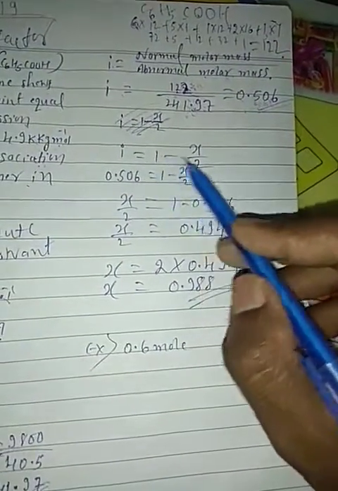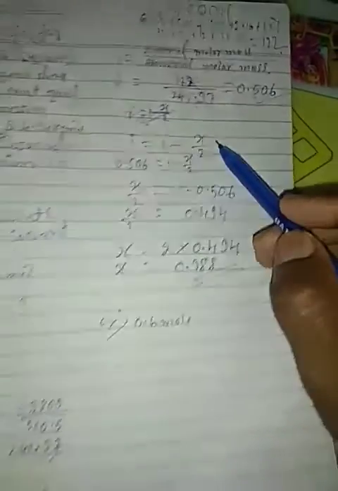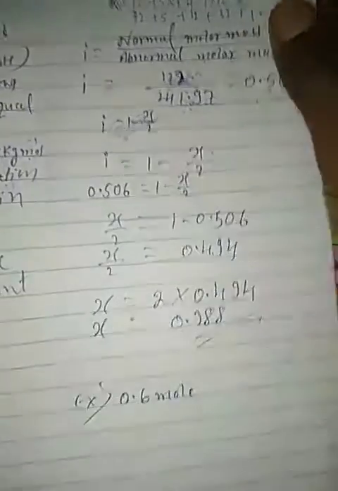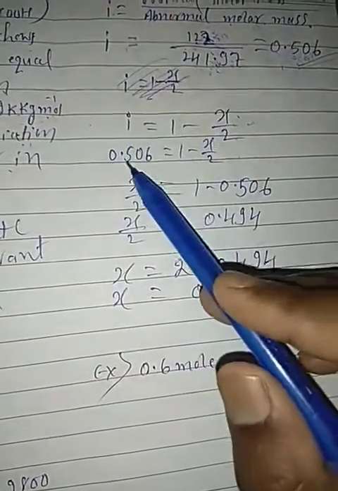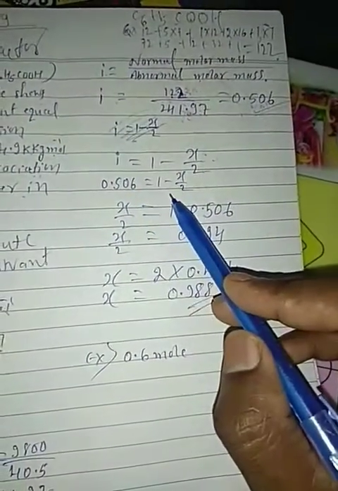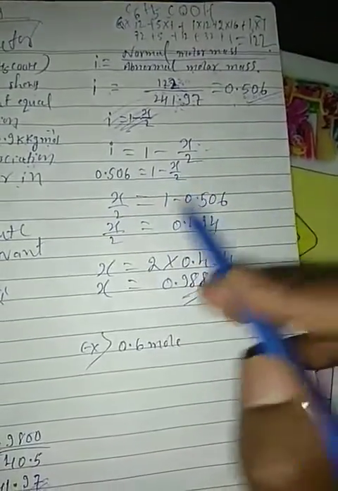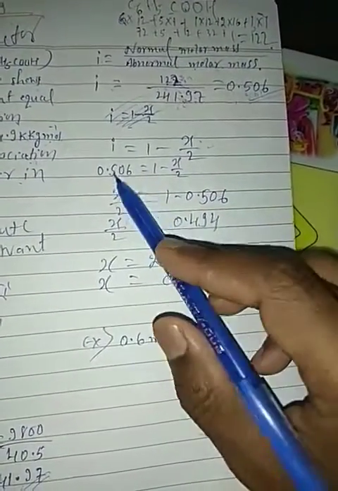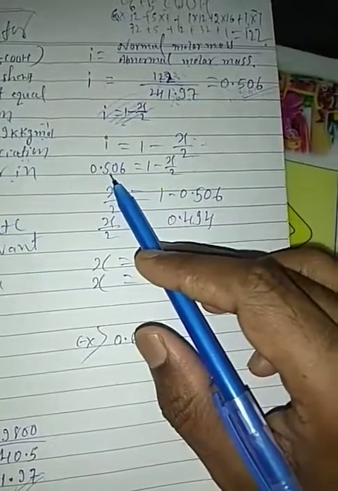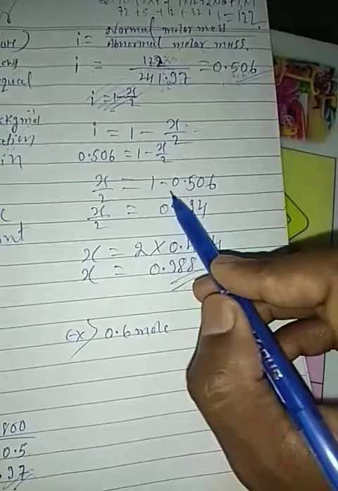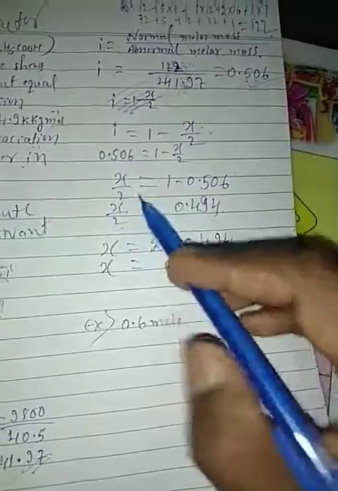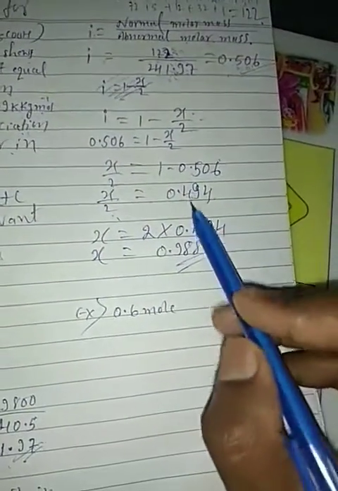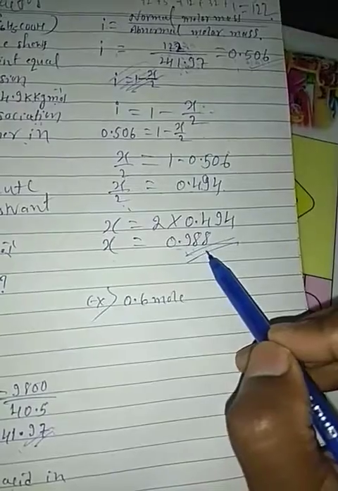So again we know this formula. Now we find x by using this equation. Okay, let's see. i is equal to 1 minus x by 2, which means 0.506 is equal to 1 minus x by 2. So x by 2 is equal to, we take this 0.506 to the right hand side, students. It becomes 1 minus 0.506, which is 0.494. So x by 2 is 0.494, and multiplying by 2, we get the x value as 0.988.